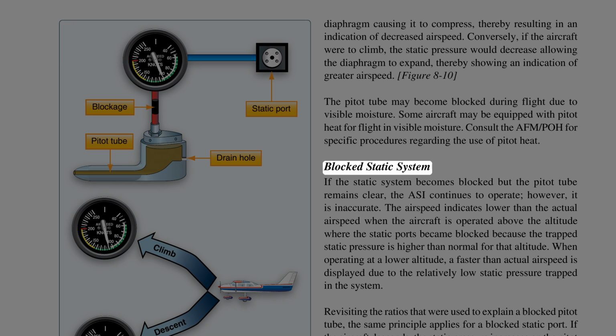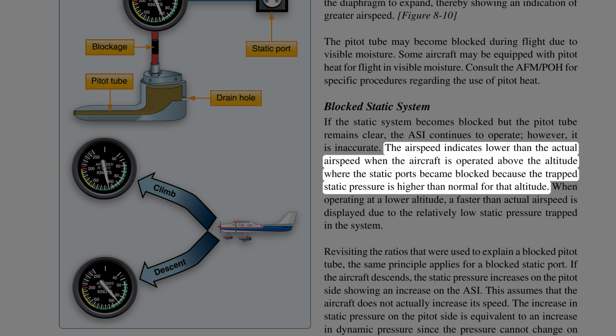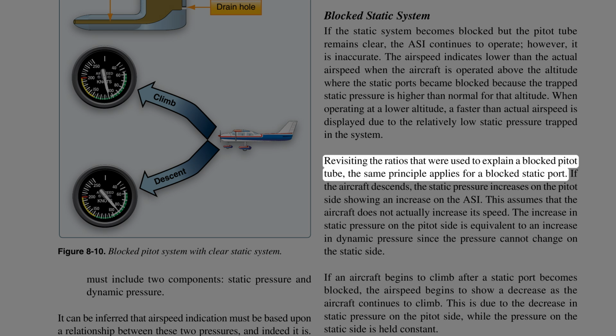Blocked static system. If the static system becomes blocked but the pitot tube remains clear, the ASI continues to operate, however, it is inaccurate. The airspeed indicates lower than the actual airspeed when the aircraft is operated above the altitude where the static ports became blocked because the trapped static pressure is higher than normal for that altitude. When operating at a lower altitude, a faster than actual airspeed is displayed due to the relatively low static pressure trapped in the system. Revisiting the ratios that were used to explain a blocked pitot tube, the same principle applies for a blocked static port.